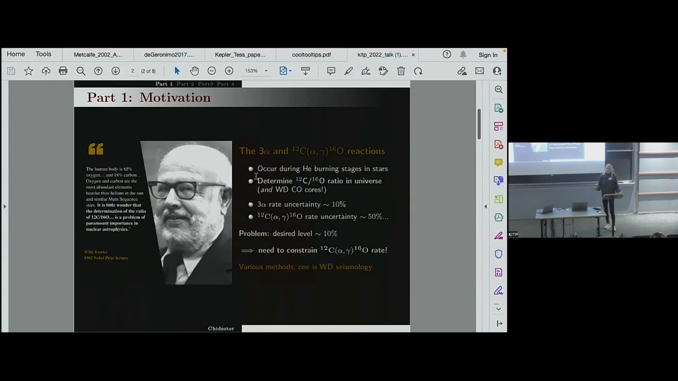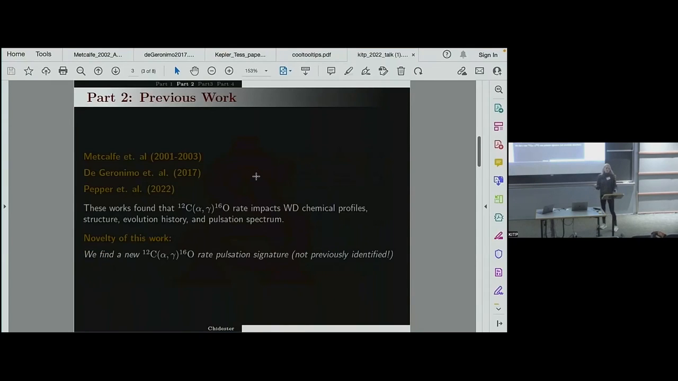This is problematic because we want the rates to be compatible with one another when we're trying to understand this ratio in carbon-oxygen white dwarfs. So we need to constrain this rate. One of the ways you can do that is through white dwarf seismology. I'm going to mention some previous work that's been done in this vein. There's probably more than this. We've actually heard some from other talks, but I'll just mention these three.